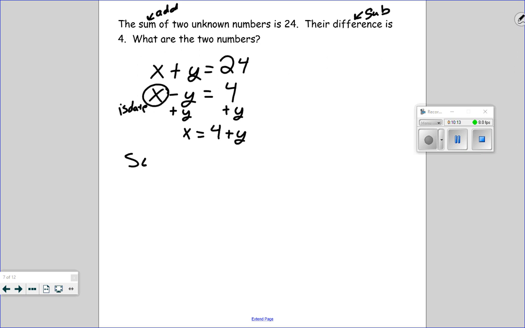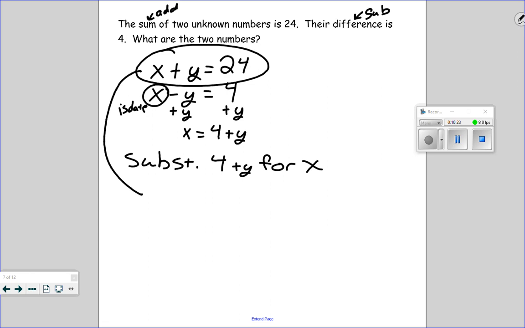Second step is we're going to do our substitution. We're going to substitute 4 plus y for x in the other equation, the one I didn't already use. So I'm going to rewrite that top equation, and I'm going to replace the x with the 4 plus y. Now, for this one, we can put the parentheses, but they're not necessary since everything in this equation is addition. So in this case, the parentheses aren't really necessary.